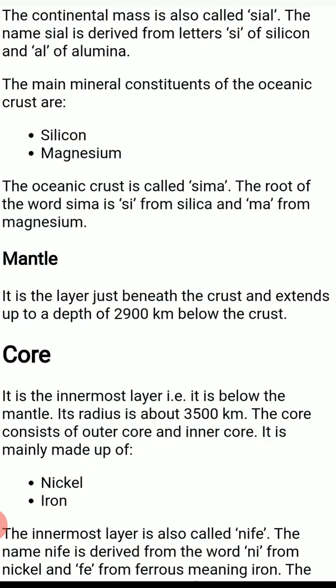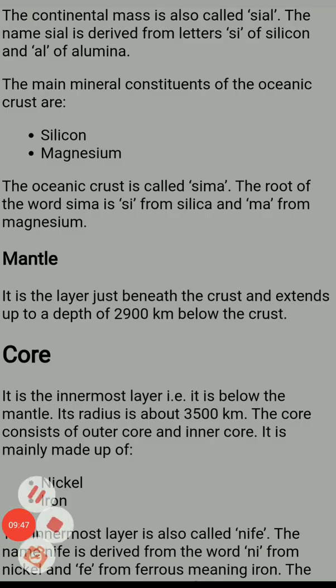The core consists of the outer core and the inner core. You also observe a yellow color and an orange color. Orange is the indication of the outer core, and yellow is the indication of the inner core. It is mainly made of nickel and iron. We can also use a simple word, Nifa. Ni means nickel, and Fe means ferrous, another word for iron. So the core is simply called the Nifa.